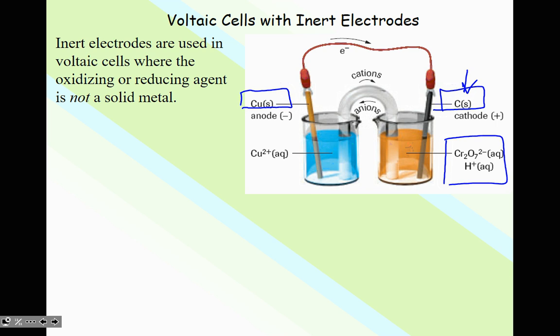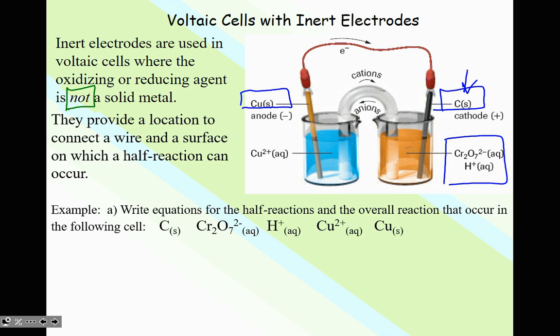Inert electrodes are used in voltaic cells where the oxidizing or reducing agent is not a solid metal. It is actually the electrolyte, and I'll show you that really quickly. They provide a location to connect a wire and a surface on which a half reaction can occur. That's its only purpose. It does not serve as an electron maker, or use up the electrons for itself, just for the electrolyte.